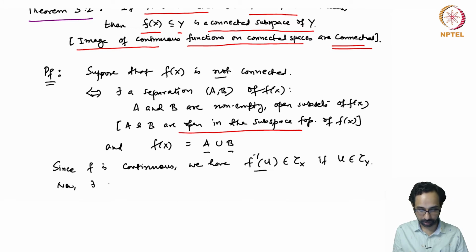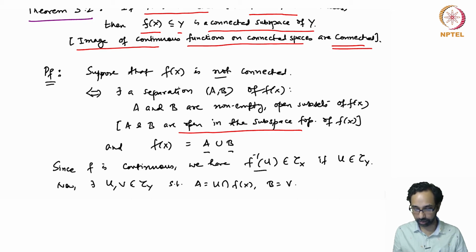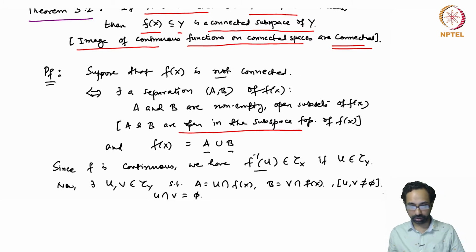So there exist U and V open sets in Y such that A can be written as U intersection f(X), and B can be written as V intersection f(X). And U and V must be disjoint because A and B are disjoint. So U intersection V is empty, and of course U and V are non-empty themselves, because A and B are non-empty.